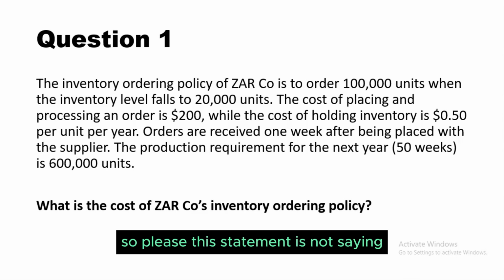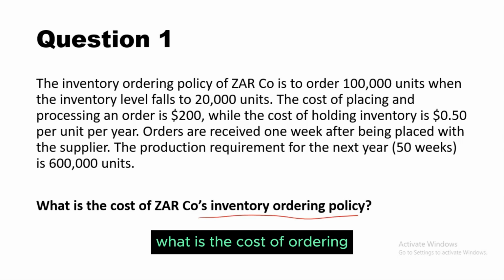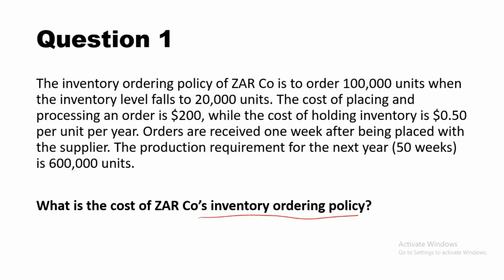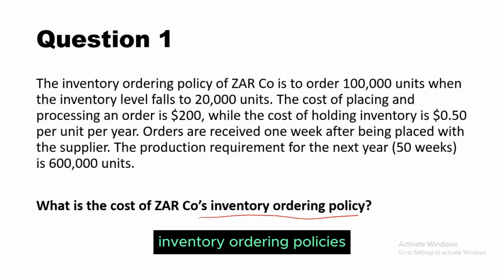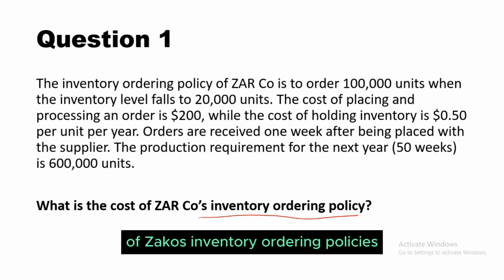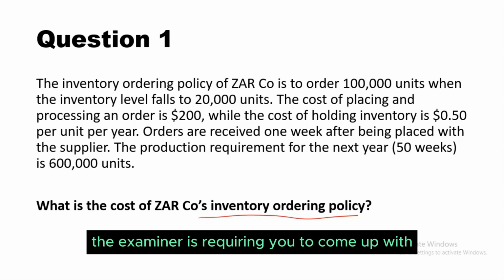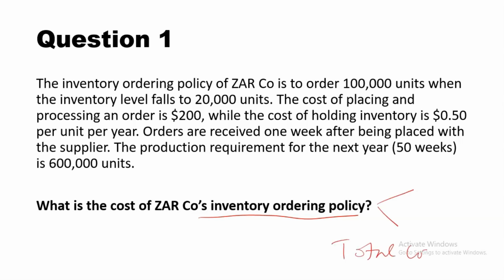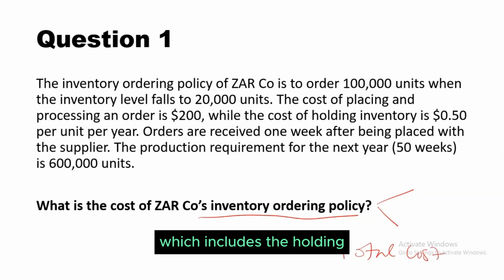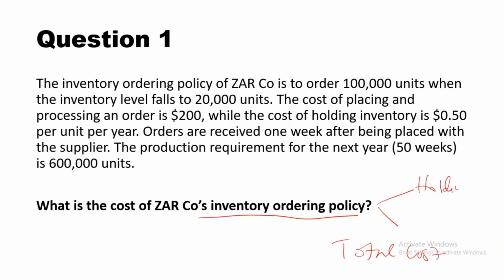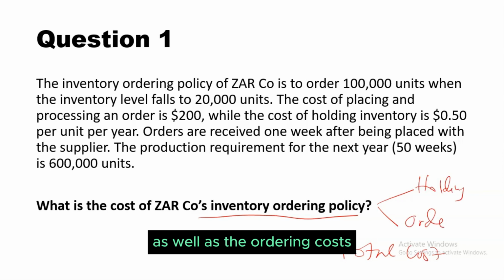So, please, this statement is not saying what is the cost of ordering. It is saying what is the cost of ZACCO's inventory ordering policy, which means the examiner is requiring you to come up with the total cost, which includes the holding as well as the ordering costs.